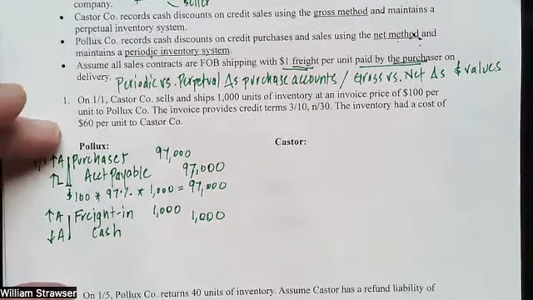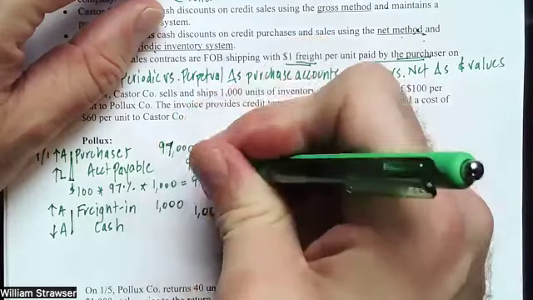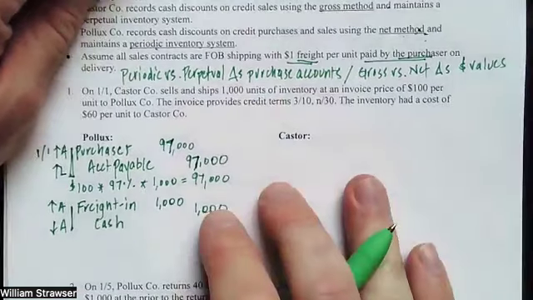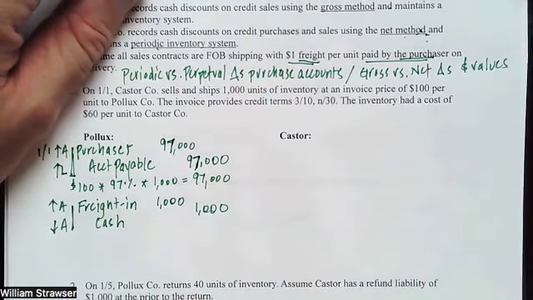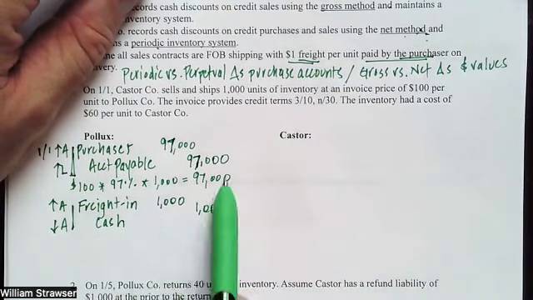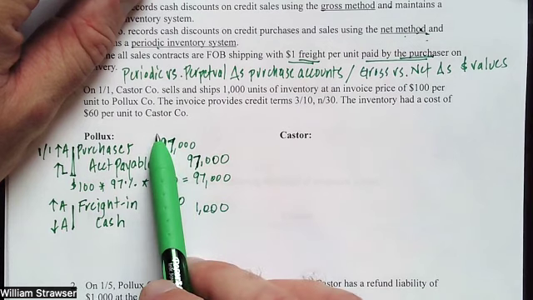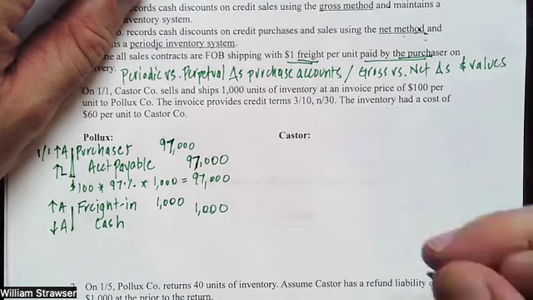Notice we don't record any expenses related to the purchase of this inventory, because we aren't going to record an expense, or in this case cost of goods sold, until the inventory is sold by Pollux, right? Remember, we've got to match the cost of this inventory to the period in which it creates sales revenue, which would be when we ultimately sell the inventory.